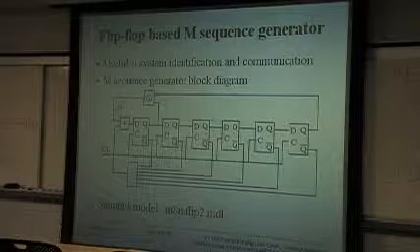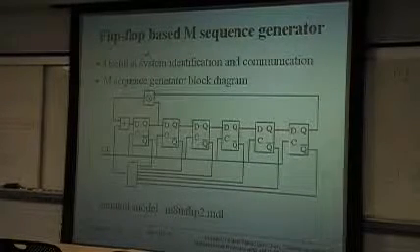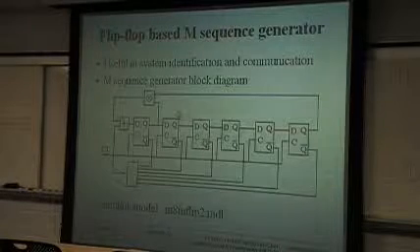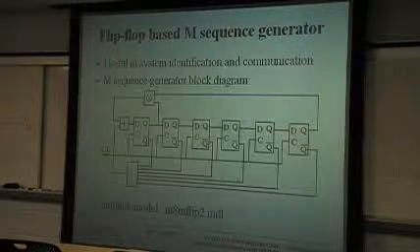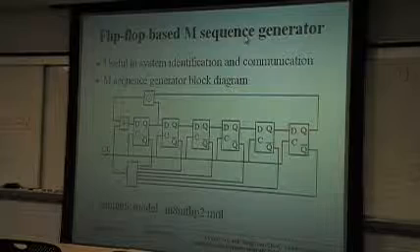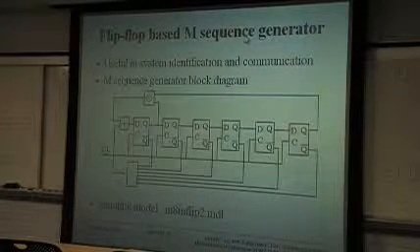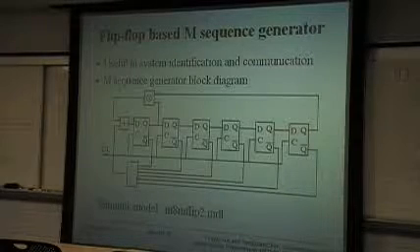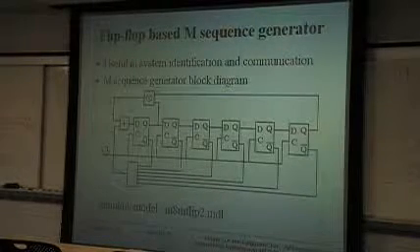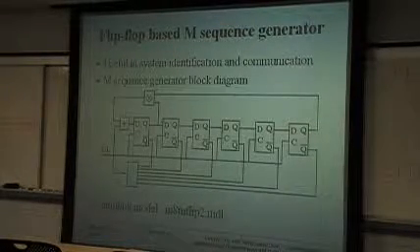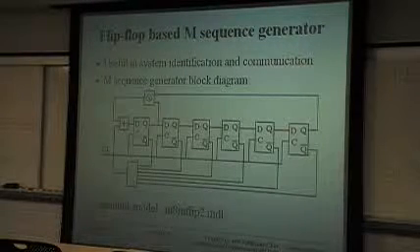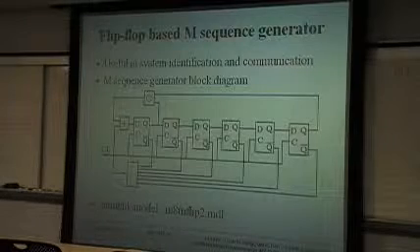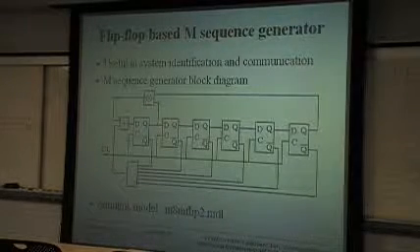And for the flip-flop-based M-sequence generator, in system identification we usually use an M-sequence as the input to activate the system, and then we can measure the output and identify the parameters in the system. Also in communication, we usually use an M-sequence or PRBS signal, pseudo random binary sequence.